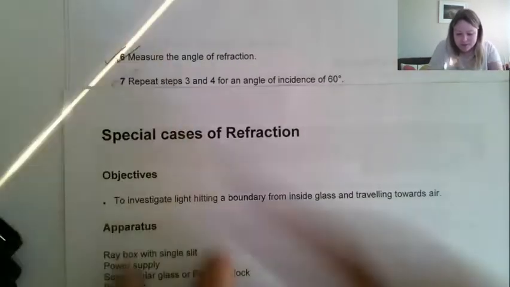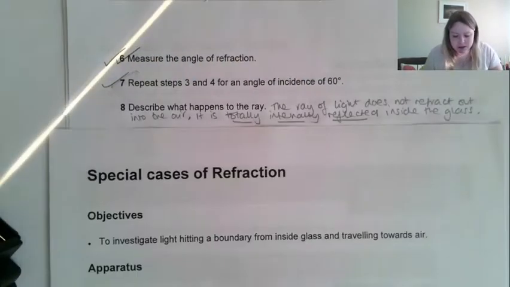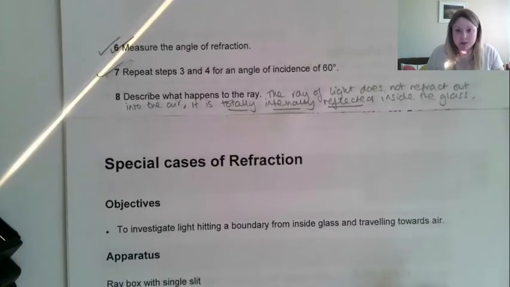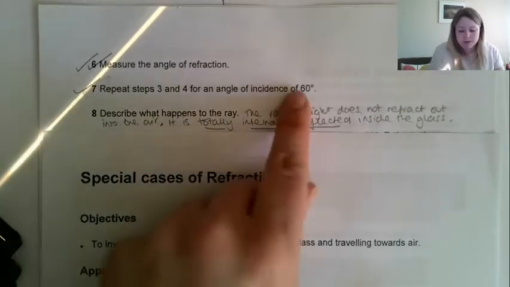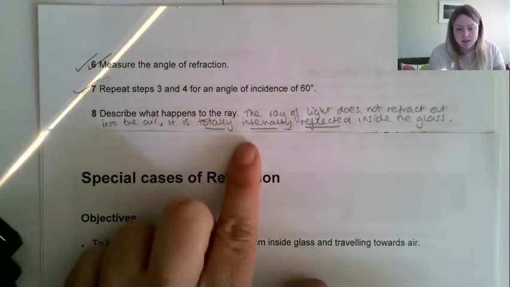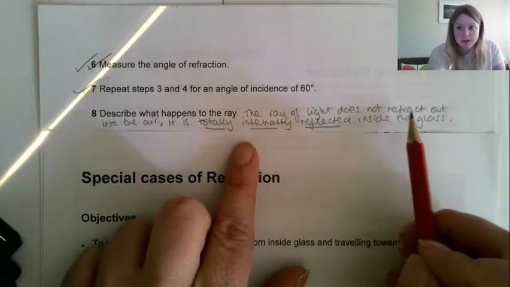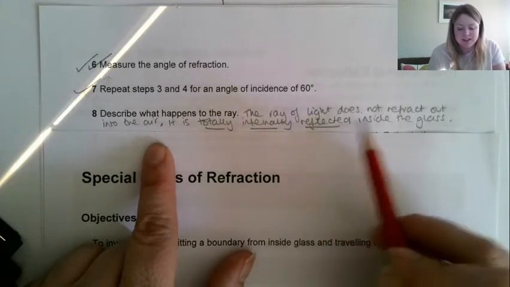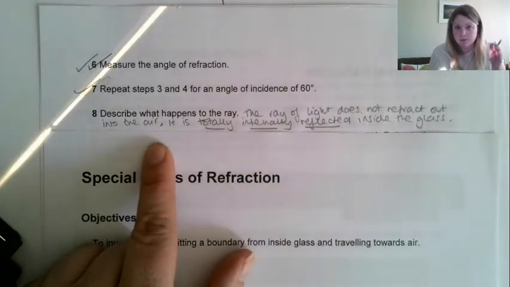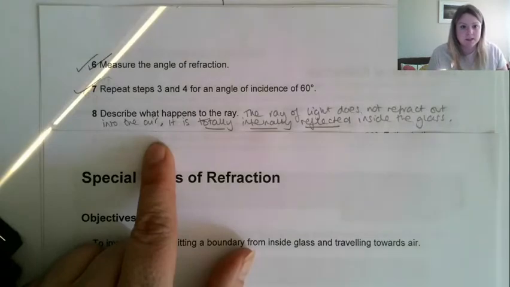So we did that, never took it off. Describe what happens to the ray. So I need you to write this in for me, please. So once we had our angle of incidence of 60, the ray of light does not refract out into the air. It is totally internally reflected inside the glass. Pause, write that in, please.